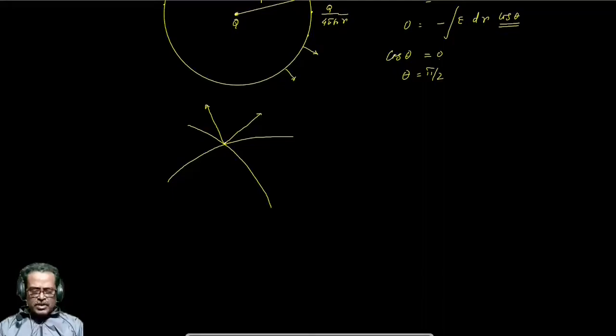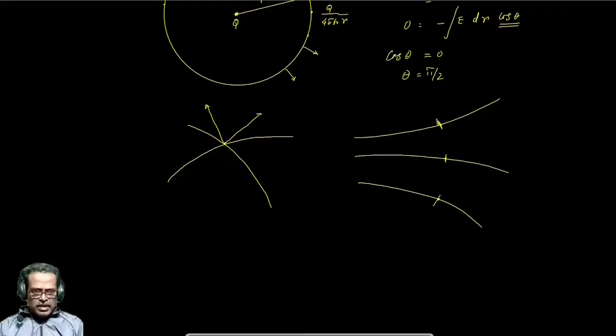Next, we can draw an equipotential surface. Suppose there is a field pattern like this. At every point we have to draw a perfect normal. Suppose this normal direction, and at another point, this normal direction. So that may be the equipotential surface due to this field distribution. This way we can draw an equipotential surface.